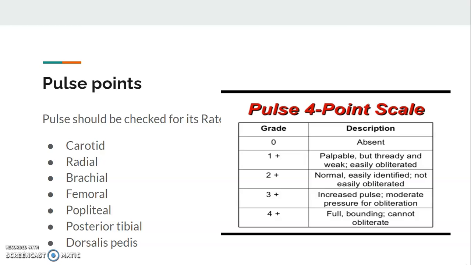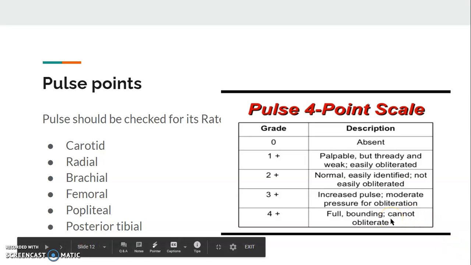Here my grading scale has 0 for absent pulse, 1 plus for thready pulse, 2 plus for normal pulse, 3 plus for increased or moderate pressure pulse, 4 plus for full bounding pulse. You should grade your pulse, and sometimes the external examiner may ask you for the grading. So when you check pulse, you should be able to grade it.